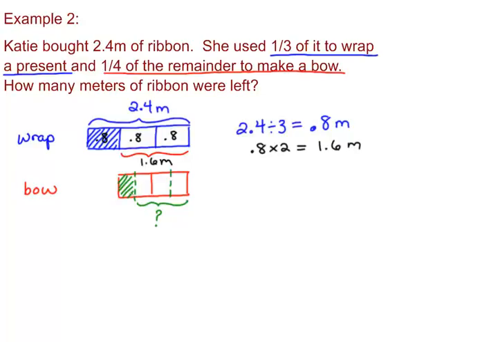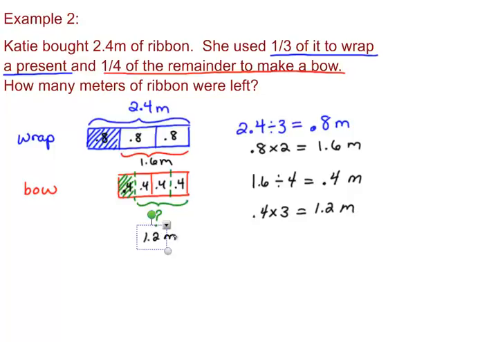Now, she took that bow and she only used 1/4 of it. So if I take that 1.6 and I divide it up into 4 sections, I get 0.4 meters. So that means that each part of these is 0.4. So now all I care about is the remainder, so I take 0.4 times 3 and I get 1.2 meters remains. Okay, so that's example 2.